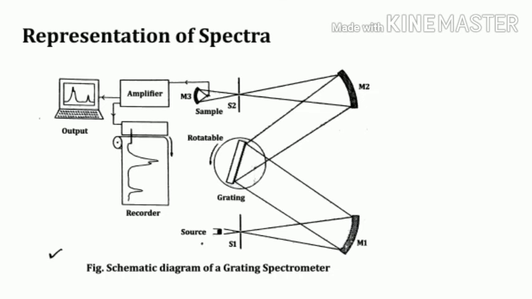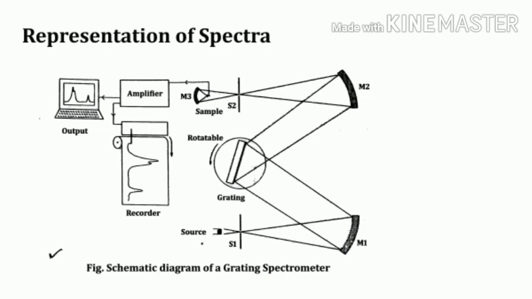Now, to understand how a spectra is generated and how it is represented, let us consider a grating spectrometer. The schematic diagram of such a spectrometer is shown in the figure. This type of spectrometer is suitable for use in the UV visible and infrared regions of the spectrum, and is also known as a dispersive spectrometer, since the grating disperses the radiation into frequency components.